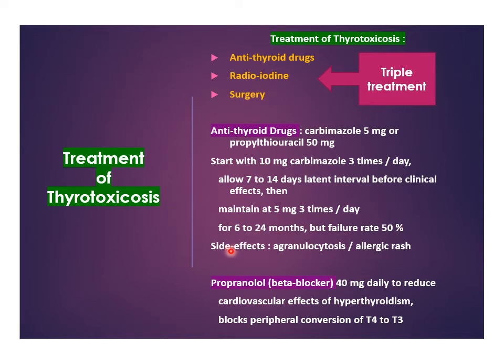Side effects of carbimazole or PTU include agranulocytosis and allergic rash. The other important group of drugs used in the treatment of thyrotoxicosis is propranolol, a beta blocker, normally given 40 milligrams daily to reduce the symptoms, the cardiovascular effects of hyperthyroidism, and this acts by blocking the peripheral conversion of T4 to T3.